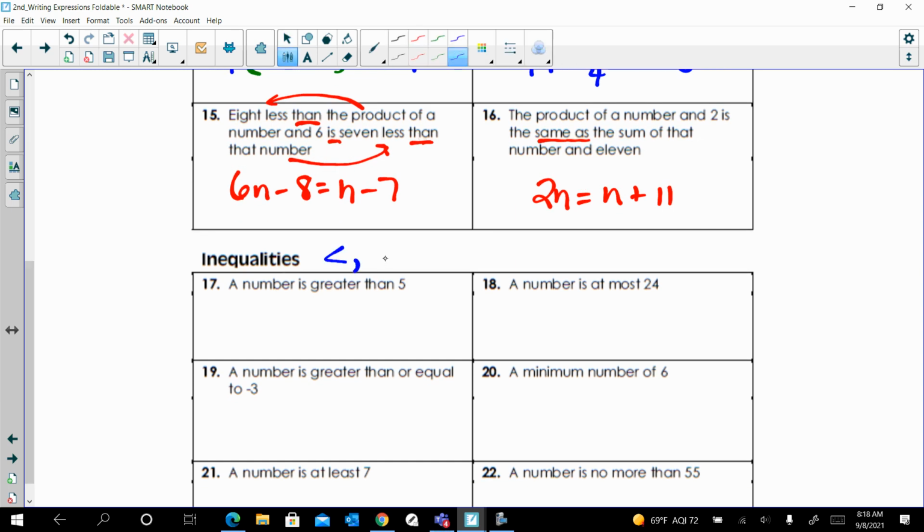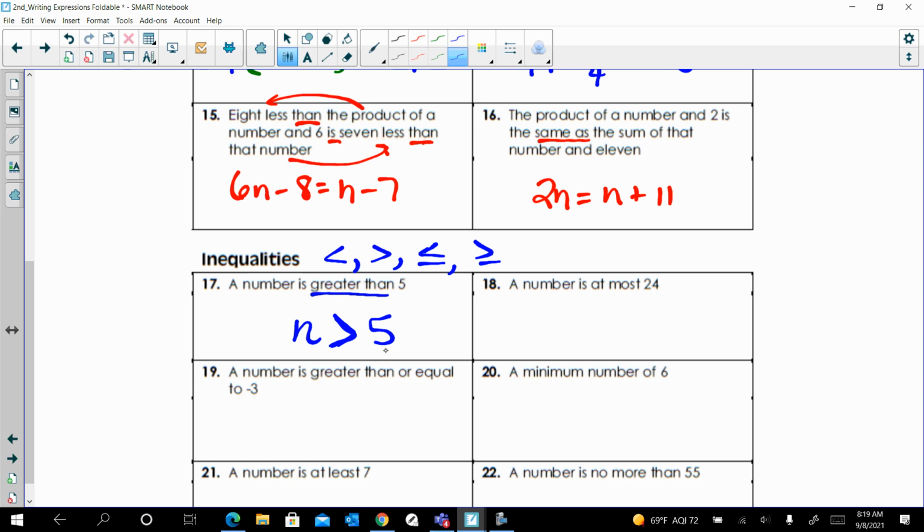All right, so now when we get into inequalities, we're going to have to use the less than, greater than, less than or equal to, or greater than or equal to. And we're looking for words to correlate with that symbol. All right, so the first one is straight to the point. It says greater than. So the greater than symbol is this symbol here. Okay, so all we're going to do is the number n first is greater than 5. And we're done. We're just writing the inequality.